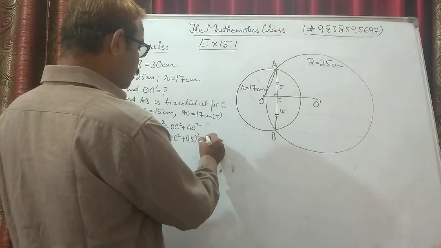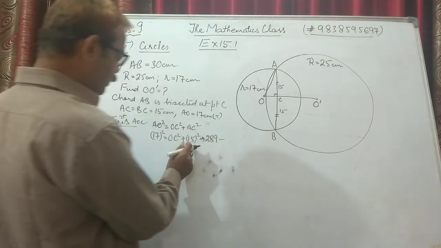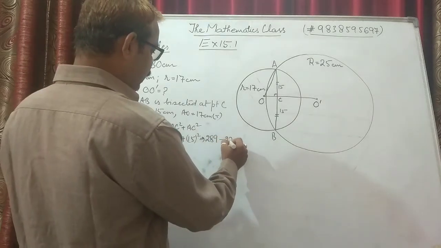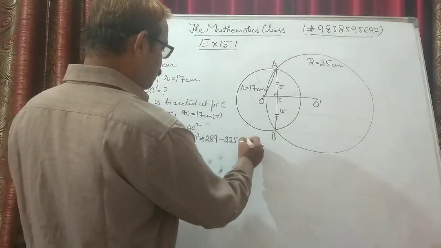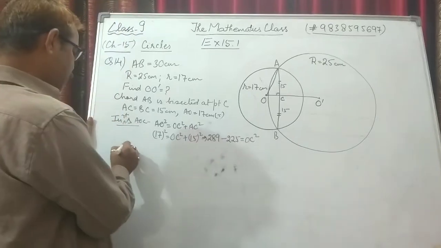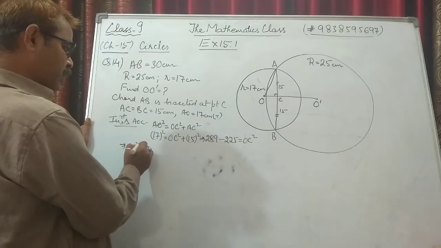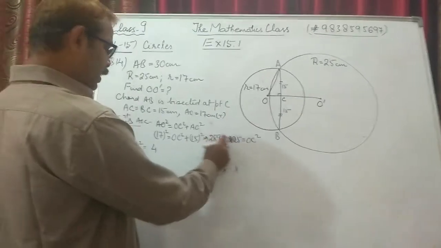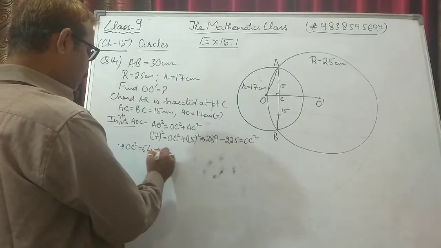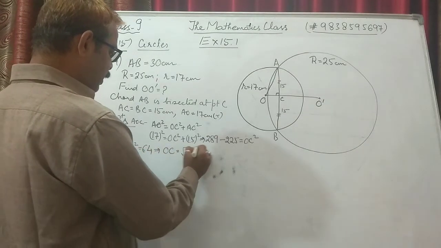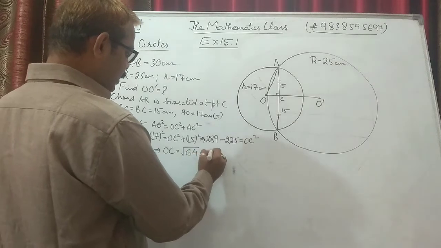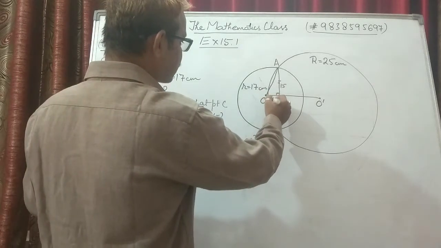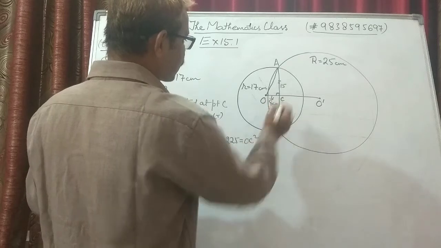So 289 minus 15 square will come to this side and become negative. 15 square is 225. So 289 minus 225 is equal to OC square. It implies that OC square is equal to 64. It means that OC is equal to square root of 64, that is 8 centimeters. We got the value of this OC as 8 centimeters.